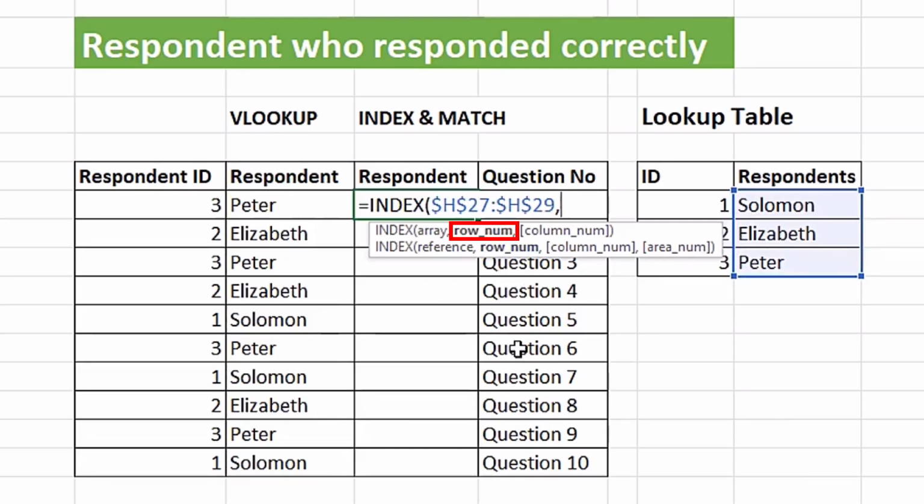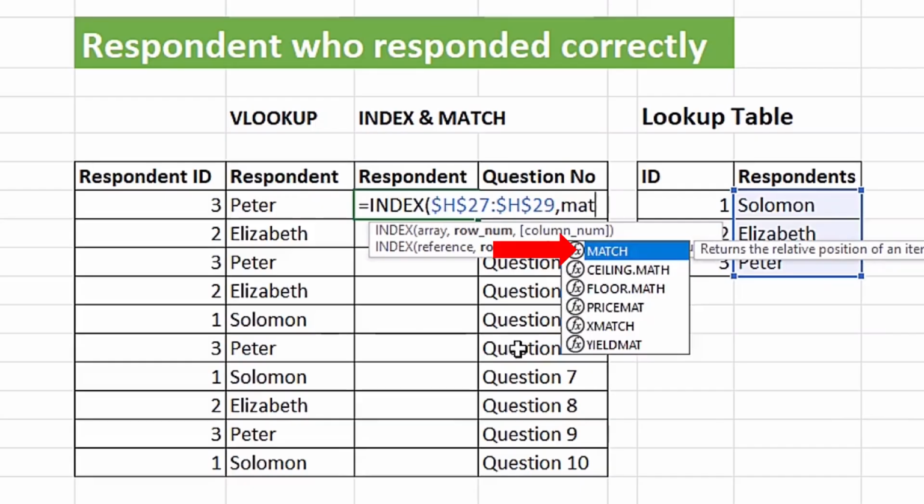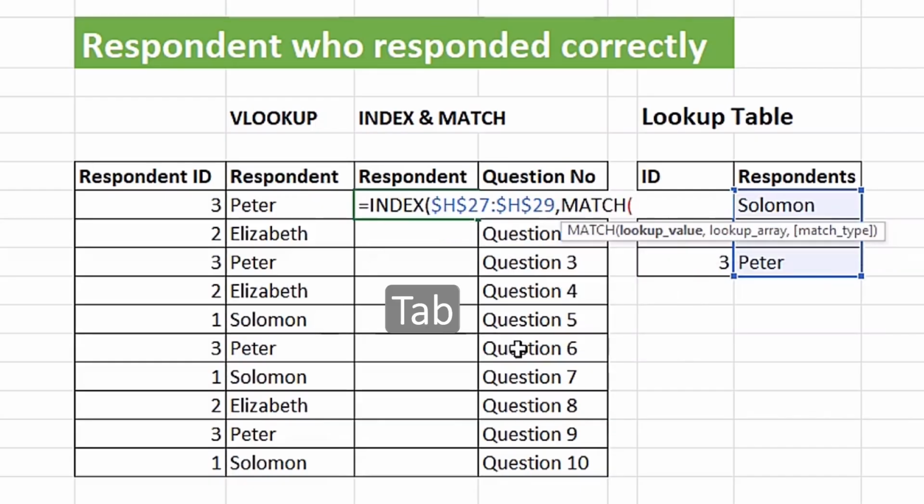So for the row number, I'm going to use the MATCH function. So MATCH, tap to select it. The lookup value is going to be our respondent ID. So I'm going to click on this, and then comma. The lookup array is simply going to be just the IDs. So I'm going to highlight just the IDs like this. I'm going to hit the F4 key to lock it, and then comma.